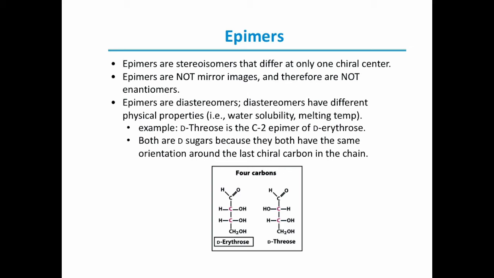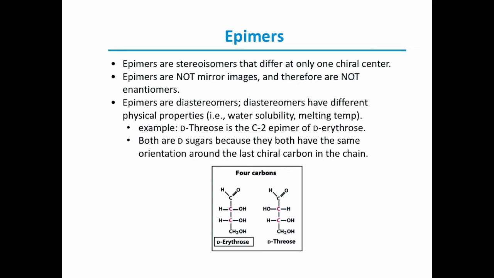We use a special word with carbohydrates called epimers. And epimers are stereoisomers that differ at only 1 chiral center. So they are not enantiomers, they're actually a type of diastereomer. And diastereomers have different physical properties, such as melting point, boiling point, and water solubility.